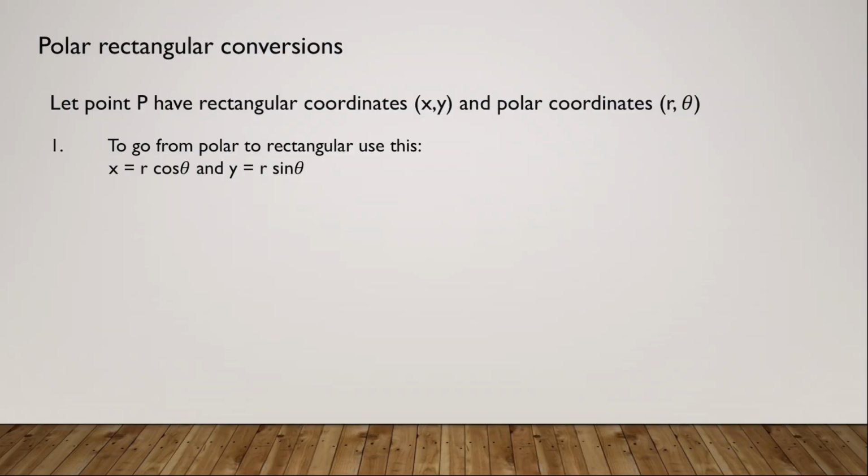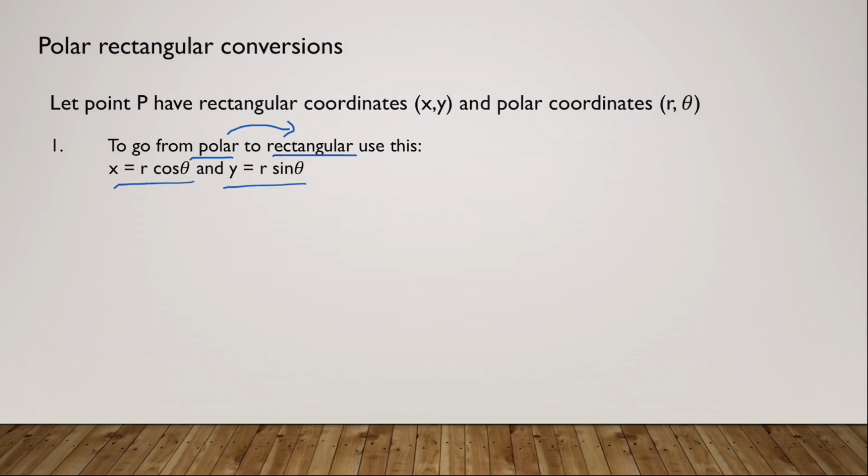Now the first conversion that you have here is a very easy one, and pray to God that you get this instead of the other one. To go from polar to rectangular, you have a very simple relation, which is the x coordinate will be r times cos theta and the y coordinate will be r times sin theta.